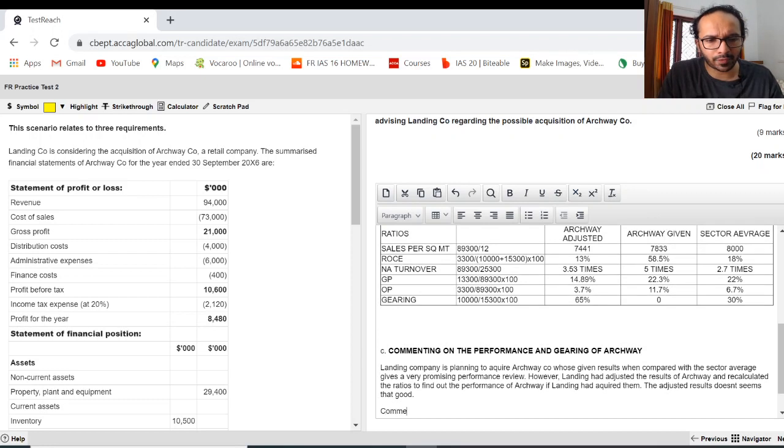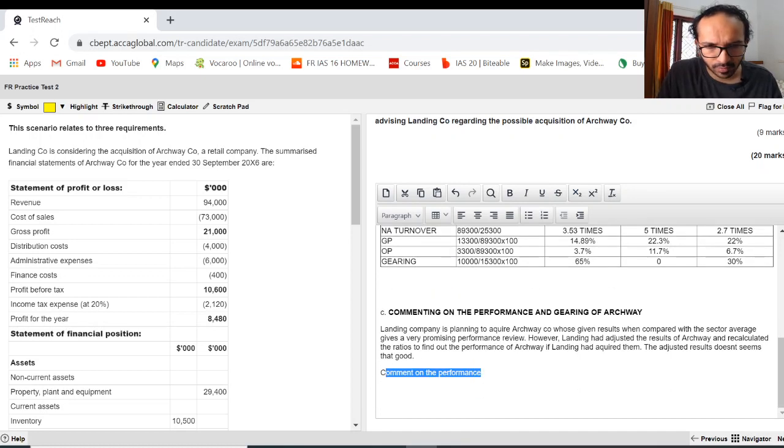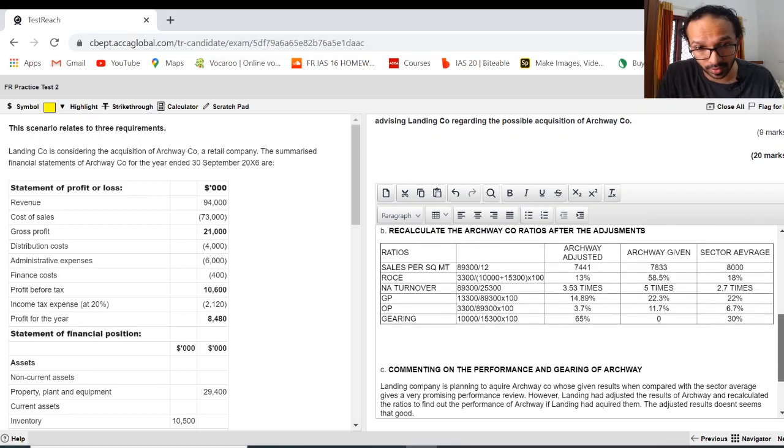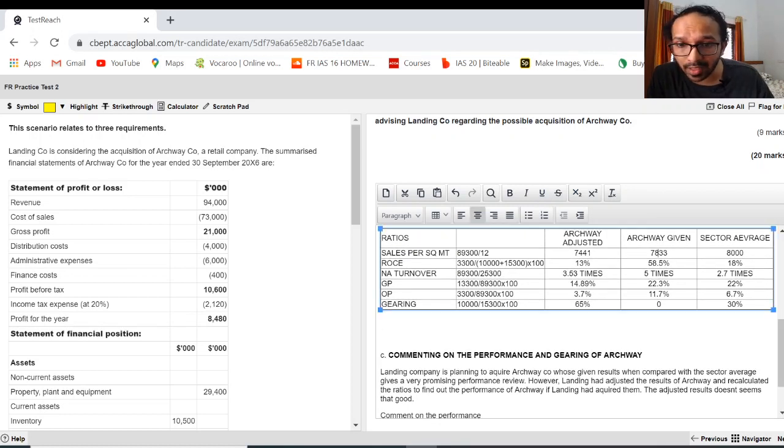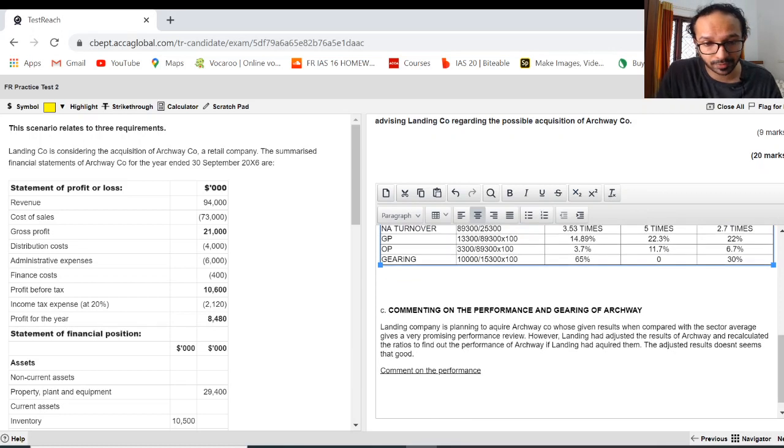Now we are going to comment on the performance, by looking at the ratios, of course. First, we'll compare Archway Company's given ratios with that of the sector average. We'll write: Archway Company's given ratios are much better than the sector average ratios in all respects.